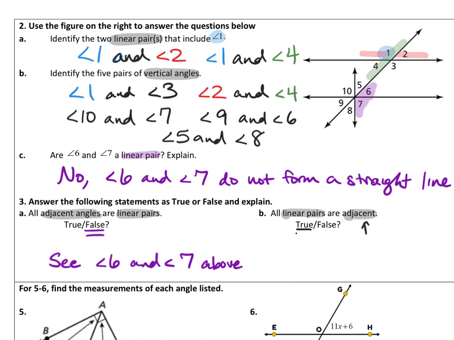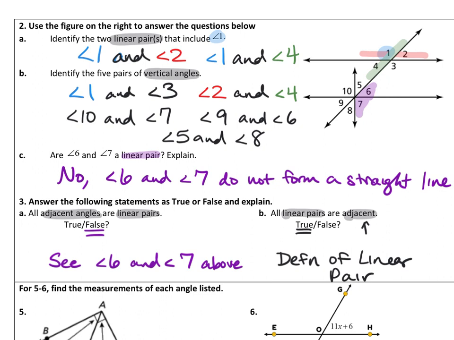This one is true. That is actually true by the definition of linear pair. Our definition for linear pair says that it is an adjacent angle that creates a straight line. So that's just true based on the definition.